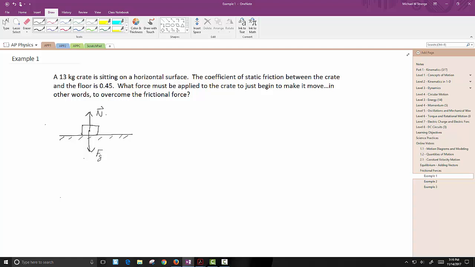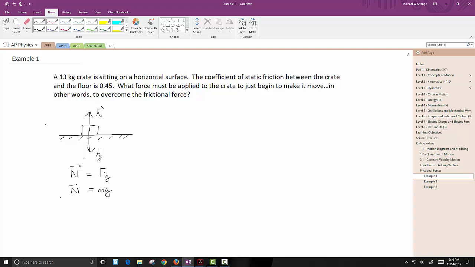And so you should recognize right away that this box is not moving up and down. So the net force in the y direction is equal to 0. Or we could just say that the normal is going to be equal to Fg. And Fg is mg. So the normal force is going to be mg. So I just write that down so I know.